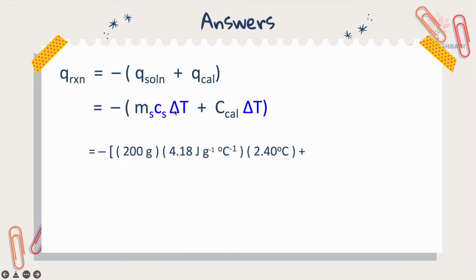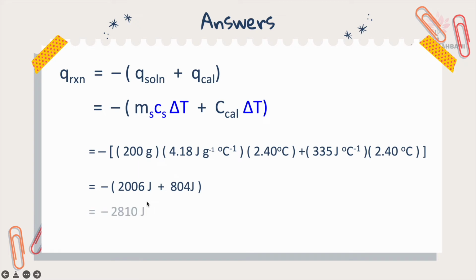And then the temperature change 2.4 degrees Celsius, plus heat capacity of the calorimeter 335 joule per degree Celsius given in the question, times the temperature change, and you will get the heat released in the reaction is equal to negative 2810 joule. So this is the heat released. This negative shows the heat is released. This is not for 1 mole. This is for 200 gram.